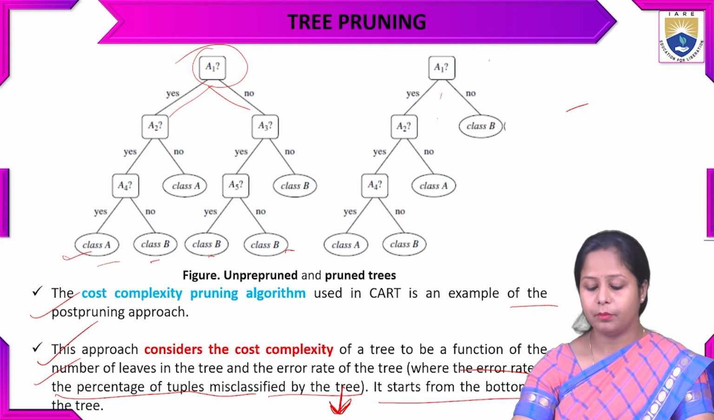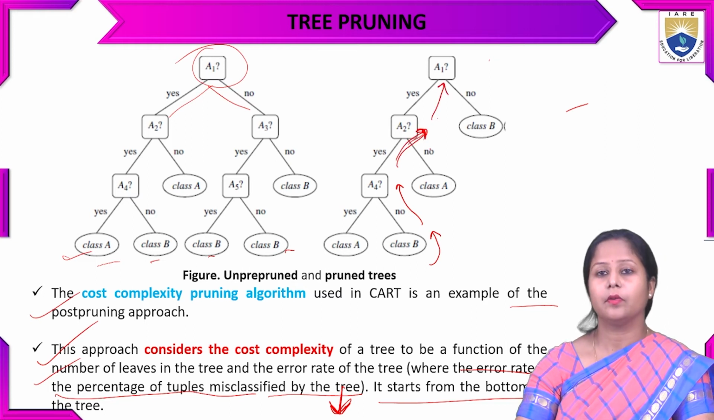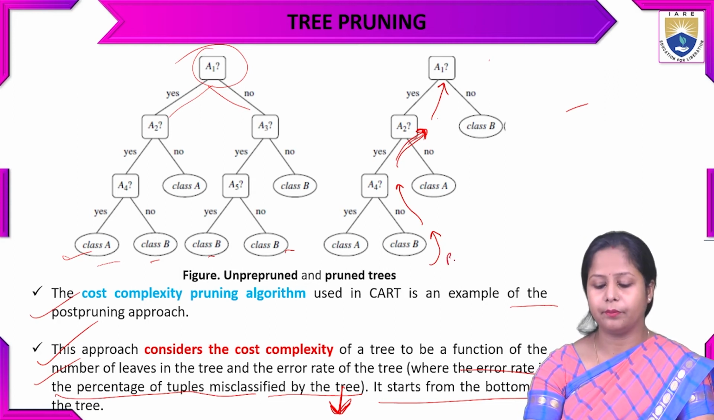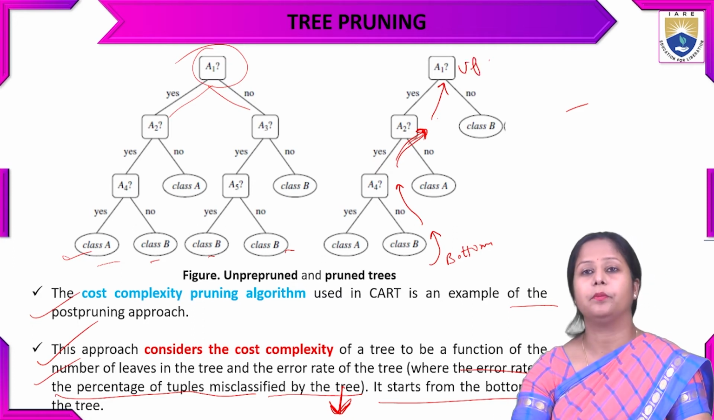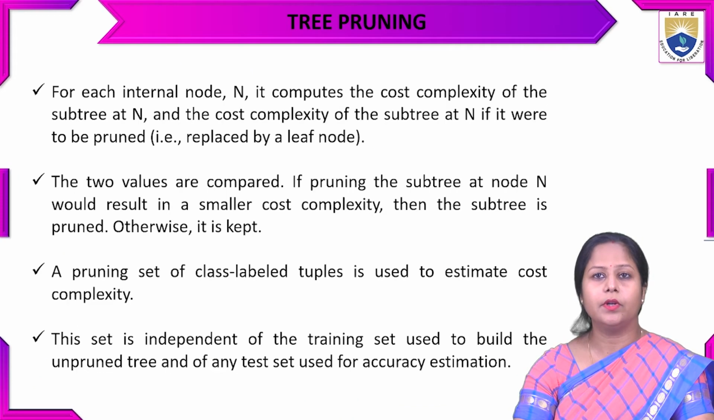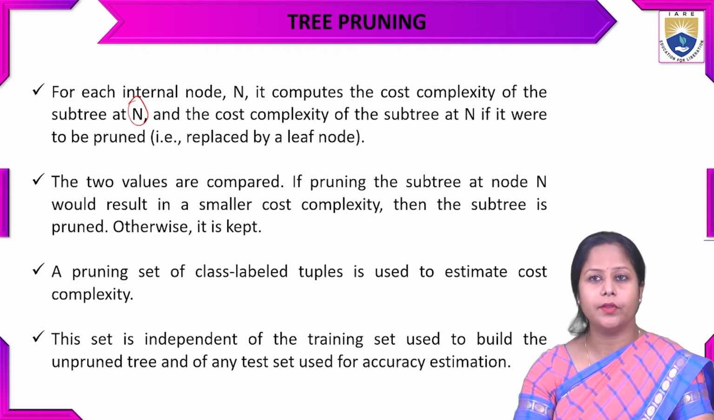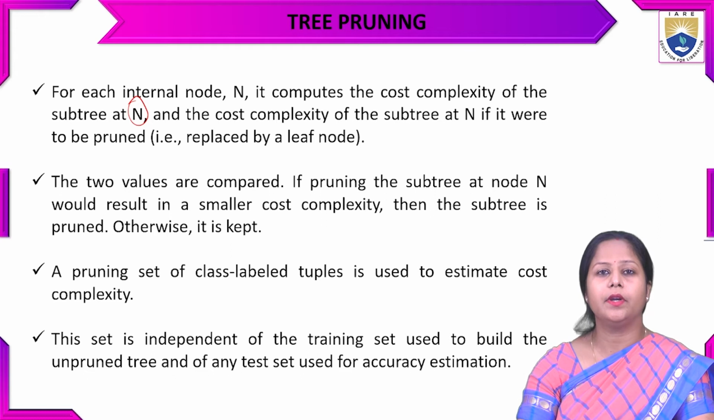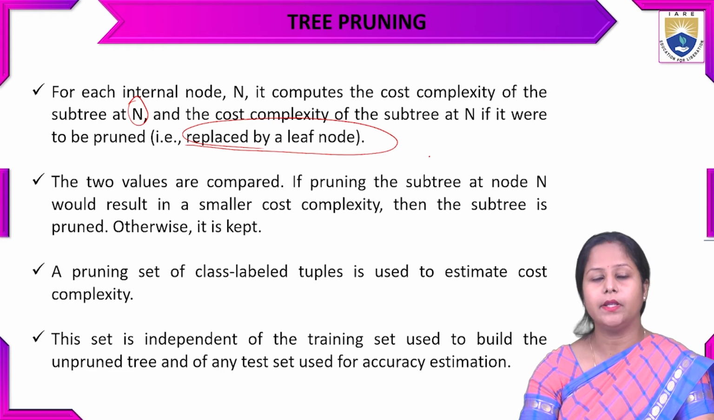It works from the bottom of the tree up. That is a bottom-up approach. For each internal node n, it computes the cost complexity of the subtree at node n, and the cost complexity of the subtree at n if it were pruned, that is, replaced by a leaf node.